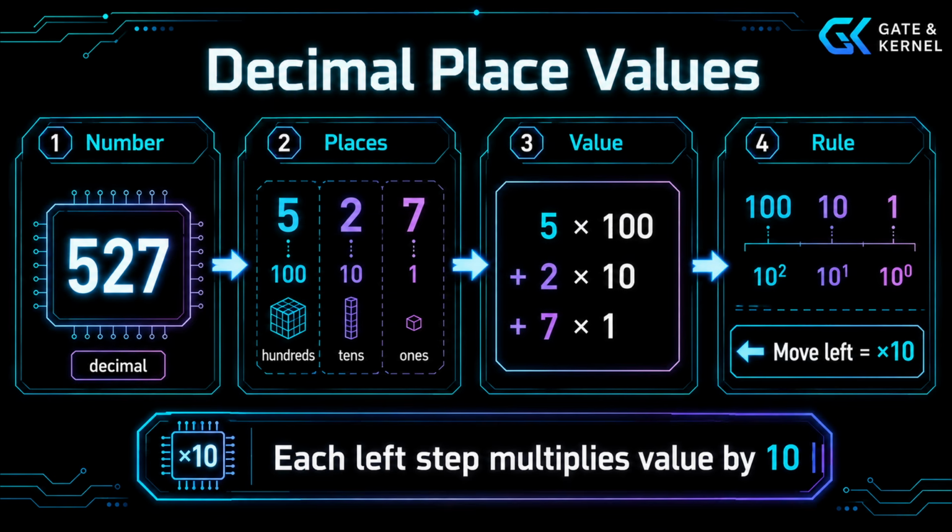Chapter 5. Understanding decimal place values. First, consider the decimal number 527. The 7 is in the 1's position. The 2 is in the 10's position. The 5 is in the 100's position. So the number means 5 times 100, plus 2 times 10, plus 7 times 1. Moving one position to the left multiplies the place value by 10. That is why decimal is called base 10.